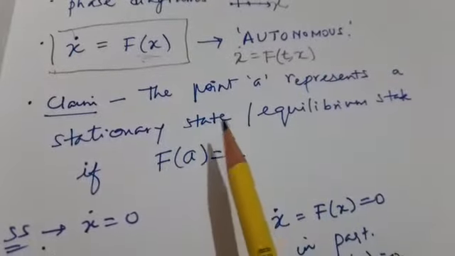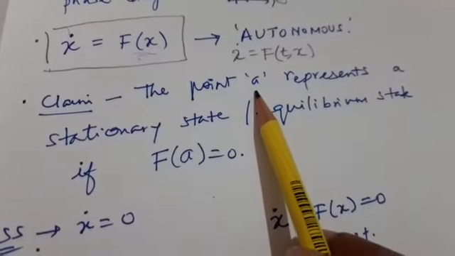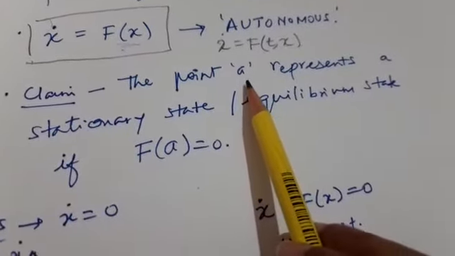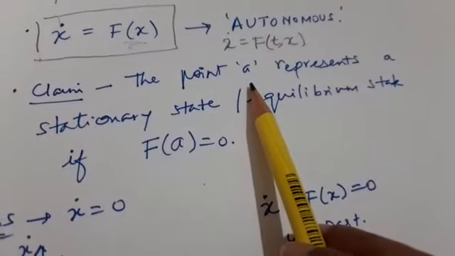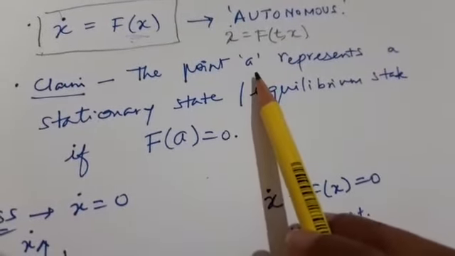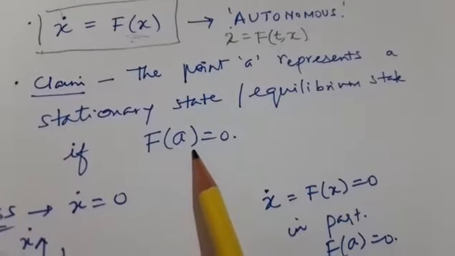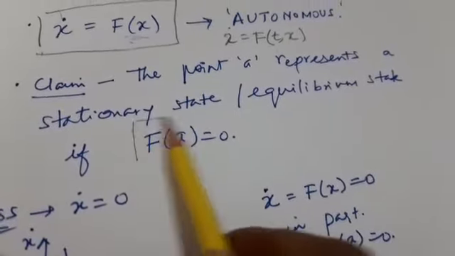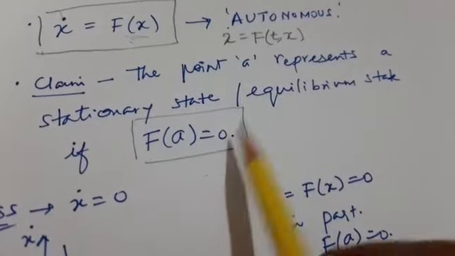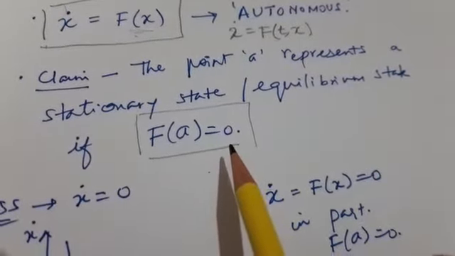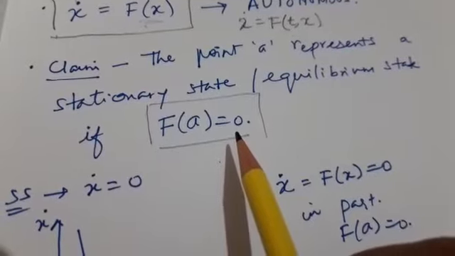Now, a claim here is that if you have a point A that represents a stationary state or an equilibrium state, that represents a stationary state or an equilibrium state if f of A is equal to 0. So mathematically, the criterion is that the point A represents a stationary state if f of A equals 0.